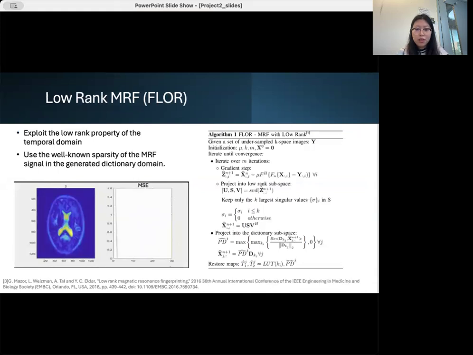However, although the conventional MRF has a good performance after undersampling, it cannot perform well at a very low undersampling rate. This undersampling causes aliasing artifacts that hamper the ability to accurately estimate the tissue parameters. To solve this, FLOR exploits the low-rank property of the temporal domain on top of the well-known sparsity of the MRF signal in the generated dictionary domain.